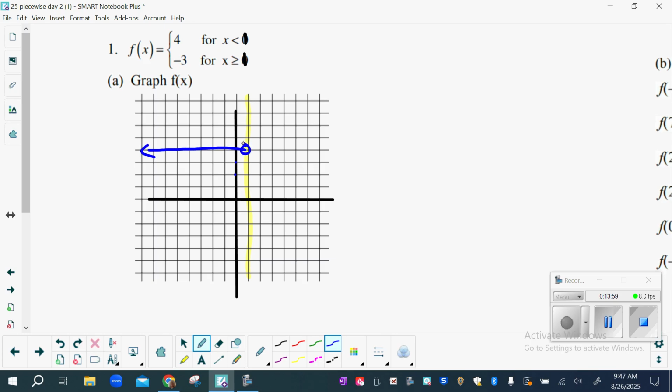Open dot. How do I know it's open? Because there's no line underneath. And then for this guy, 1, 2, 3, it's going to be a closed dot, and it's going to look like this. How does yours look? Does it look like mine?